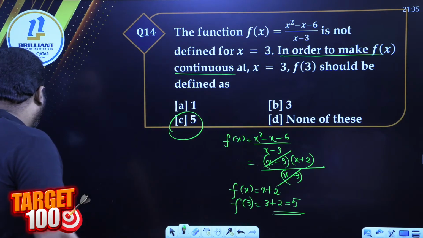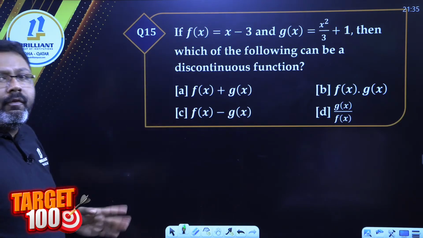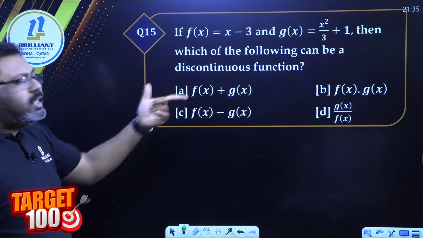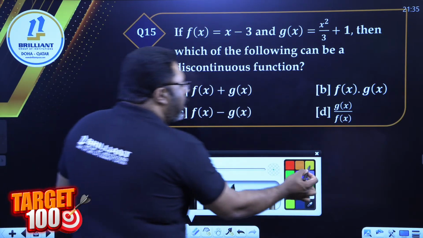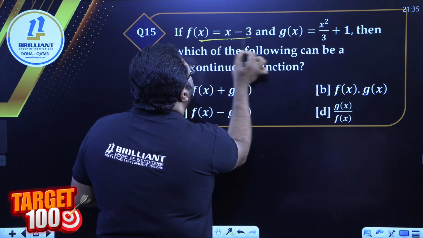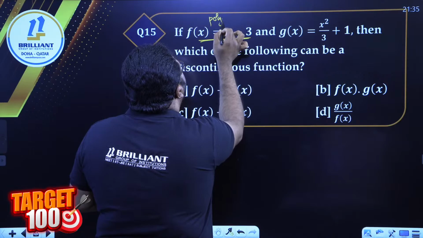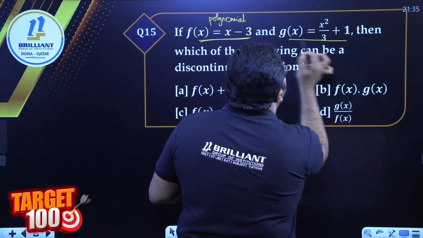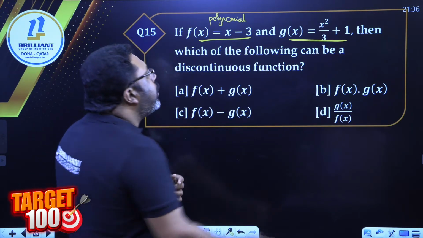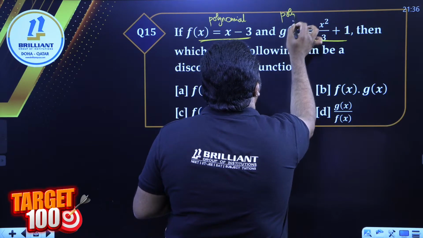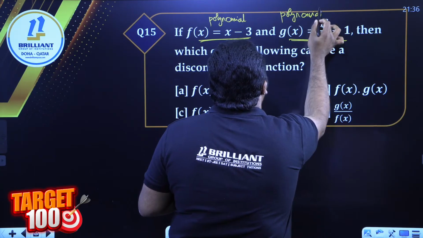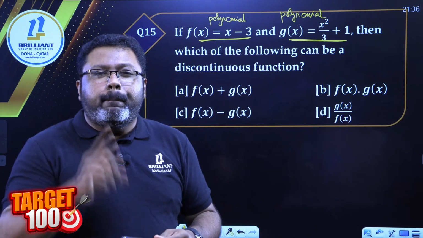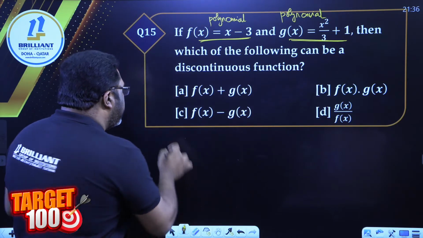Very good. Now let me show you an interesting question here. F of x is given to you, g of x is given to you, then which of the following can be a discontinuous function? Remember, f of x is x minus 3, and I call this a polynomial function. What is this? It's a monomial or a polynomial function. G of x, x squared by 3 plus 1. It's again a quadratic polynomial, so it's again a polynomial function. And remember, my dear students, polynomial functions are always continuous.